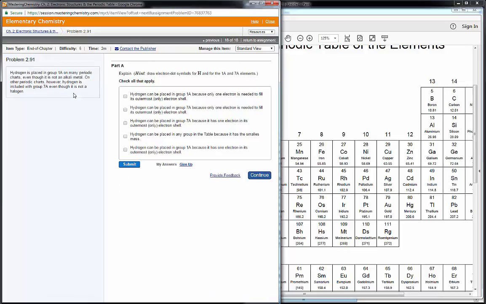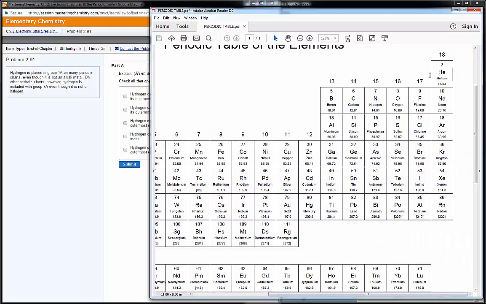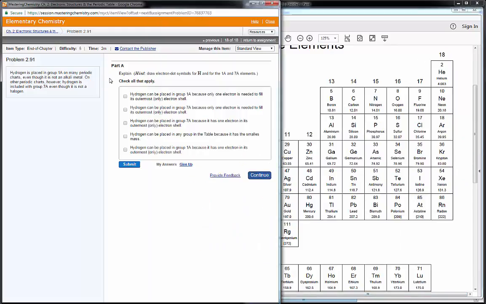Final question. Hydrogen is placed in group 1 on many periodic tables, right here, even though it's not an alkali metal. On other periodic tables, sometimes they put it over here, even though it's not really a halogen either. So, what really applies for hydrogen? Why can we put it in group 1A and or group 7A? And they give us a hint. Draw the electron dot symbols for H and the 1A and the 7A elements.